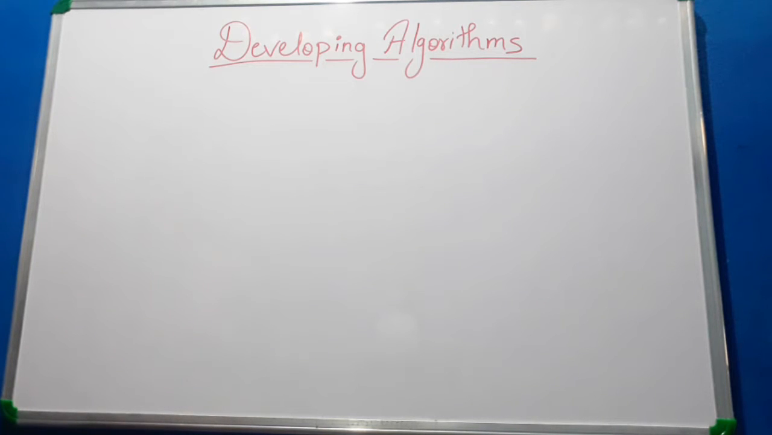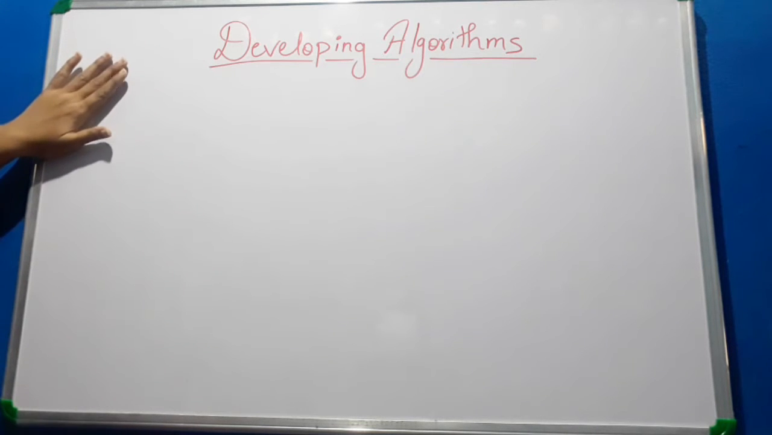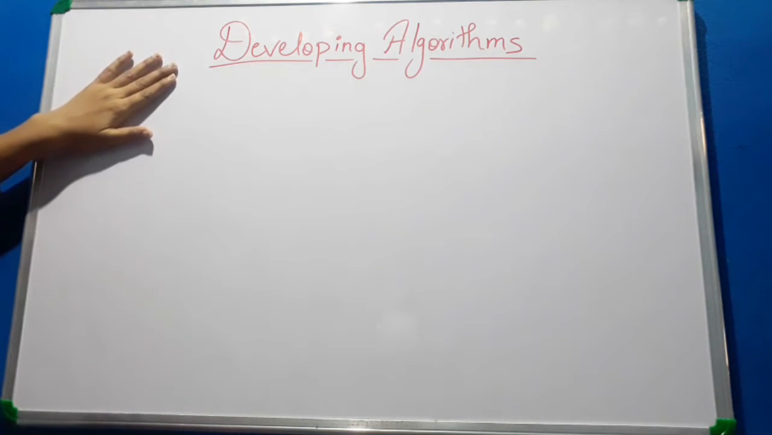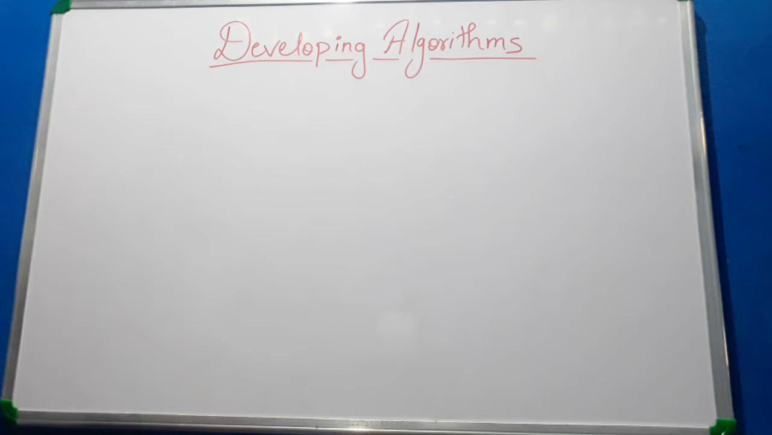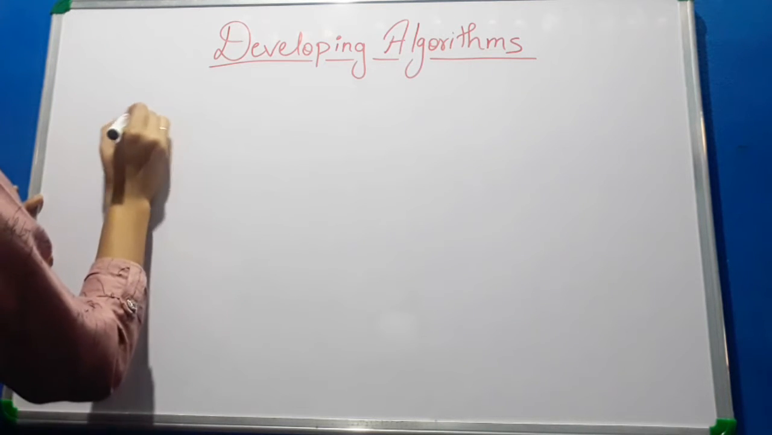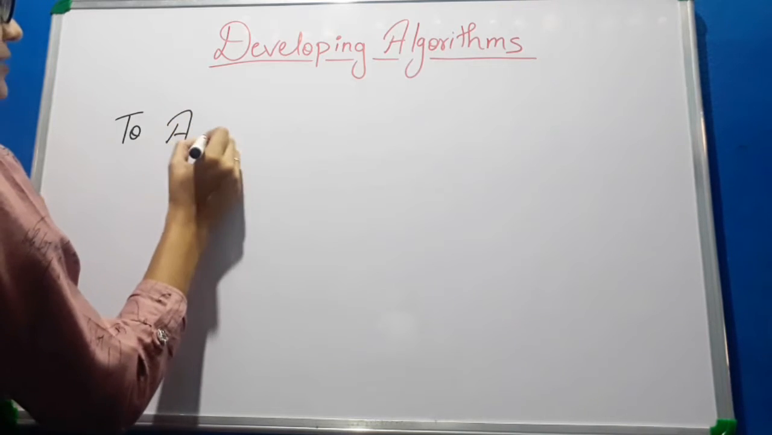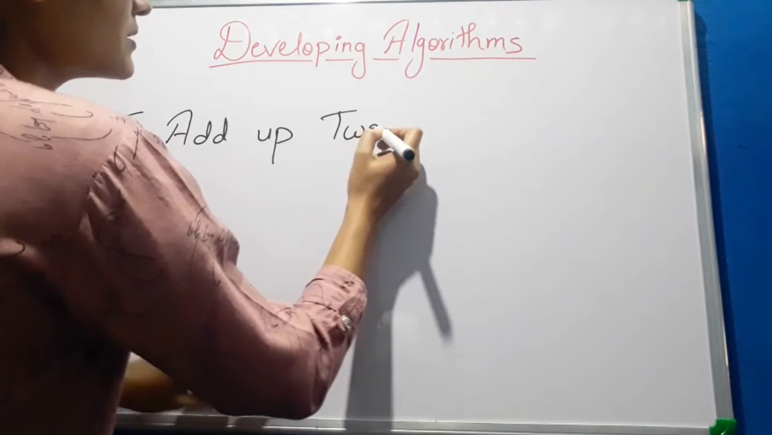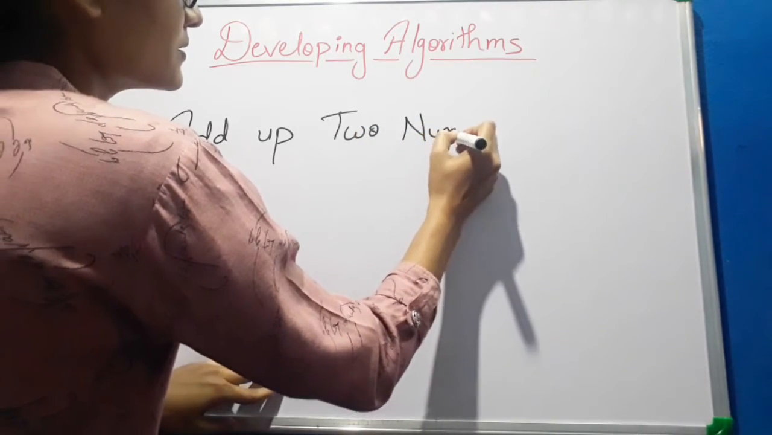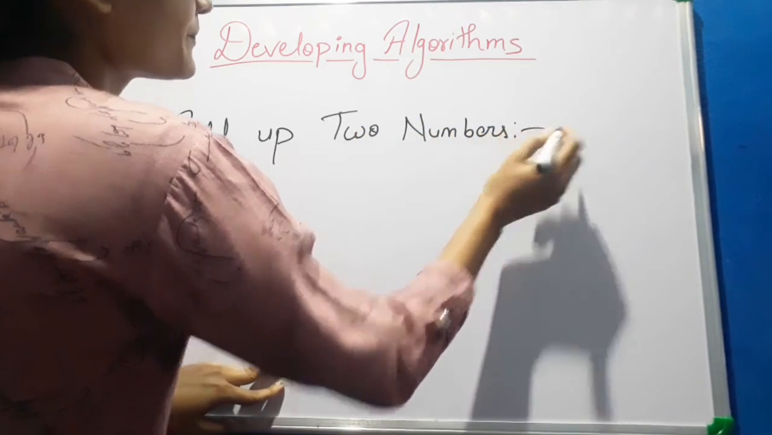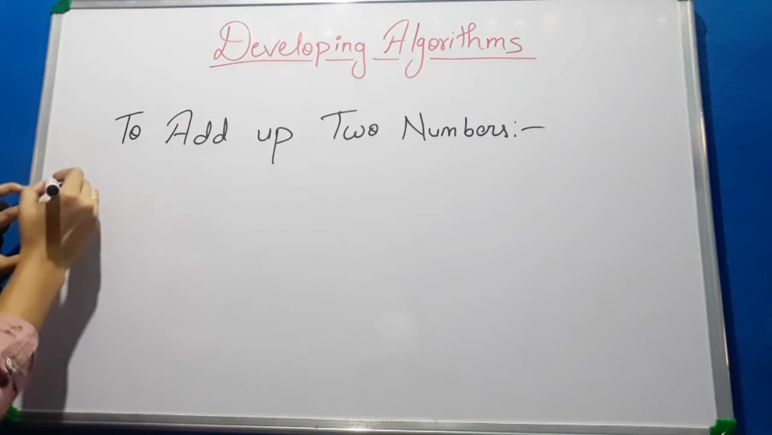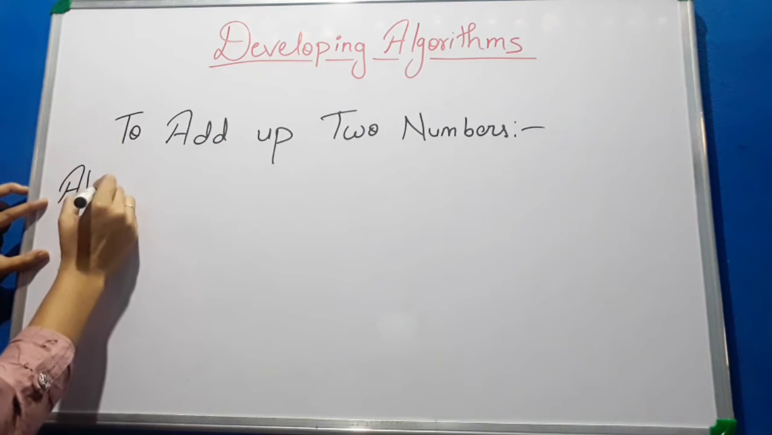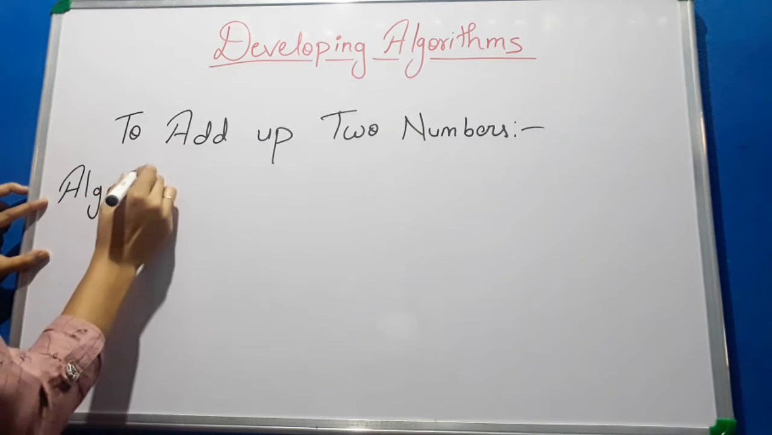Hello students, so this is your computer class and today we are going to see how to develop algorithms, or how to write algorithms step by step. Okay, so let's start with a simple process. The first one we'll take is to add up two numbers. We'll write the algorithm in such a way that it makes your work easier.